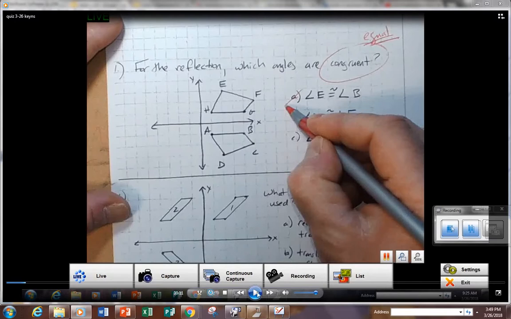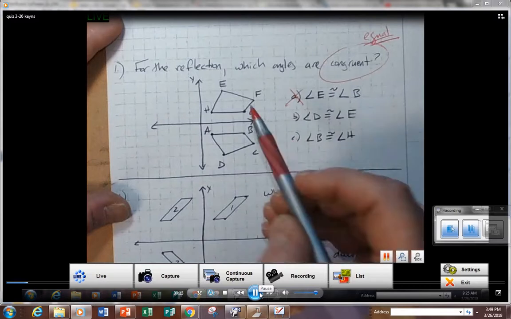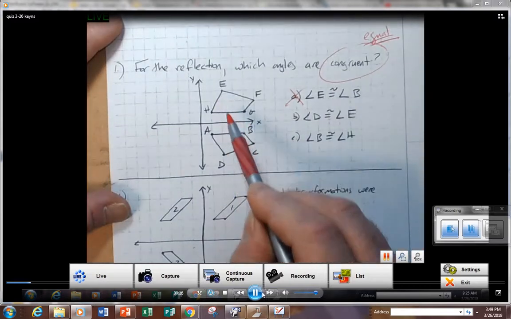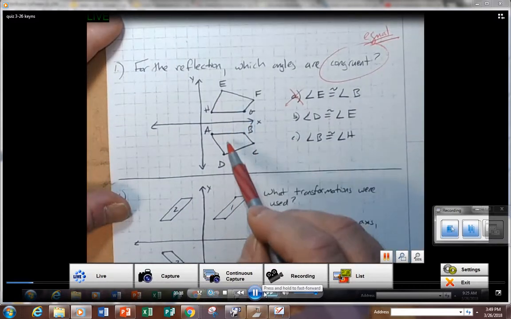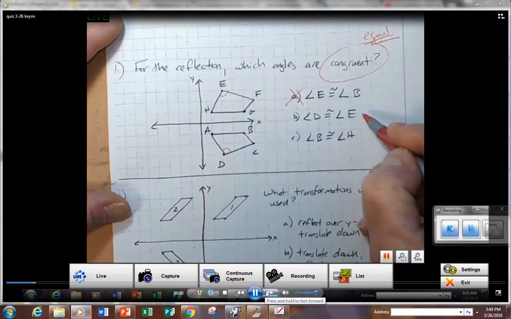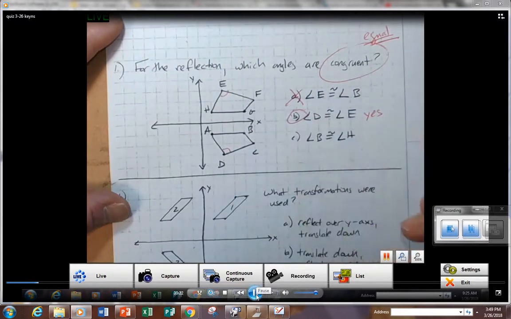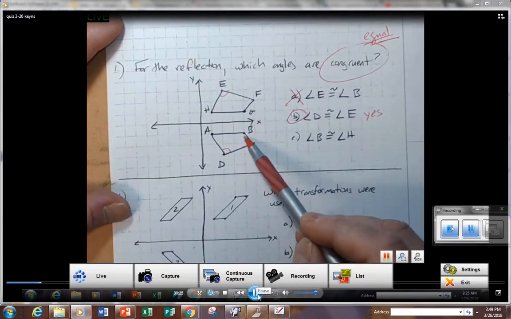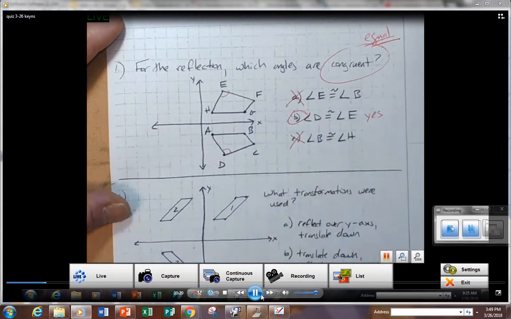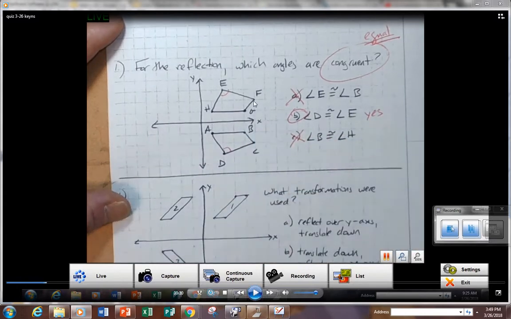That first choice has you compare E and B, and I can see those are not the equal angles. Angles D and E, I could see are on equal sides. They're both reflections, so those are congruent. Angles B and H are not congruent. But again, if I compared angle F and angle C, congruent. Angle B and angle G, congruent. Angle H and A, congruent. Angle E and D, congruent. Anything else you will not list as congruent.